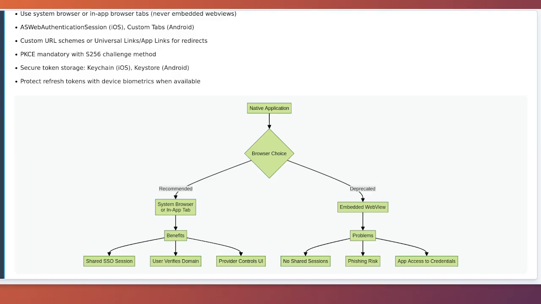The OAuth 2.0 for native apps specification, also known as RFC 8252, provides comprehensive guidance for implementing OpenID Connect in mobile and desktop applications, and these best practices have evolved significantly as mobile platforms have matured. The first critical decision for native applications is how to handle the authorization flow redirect.